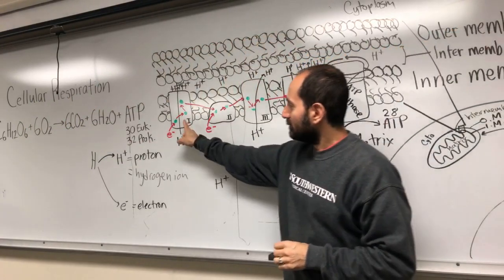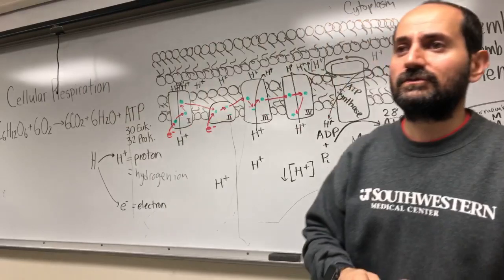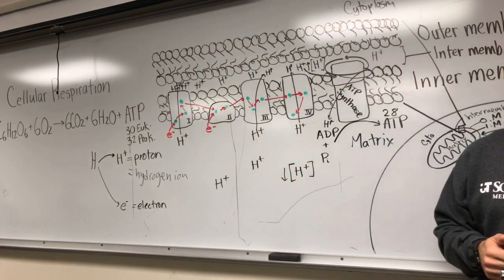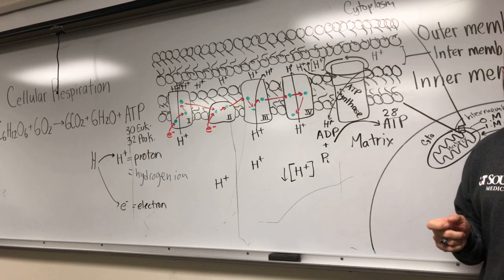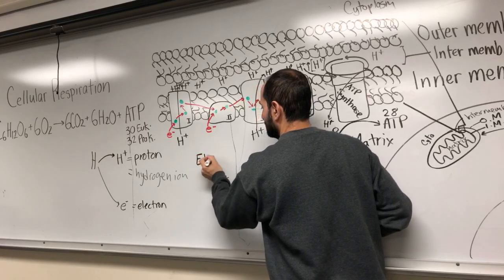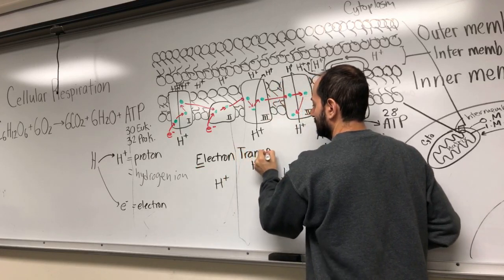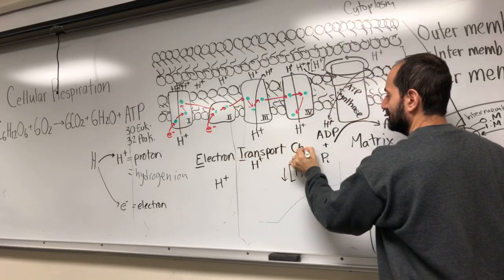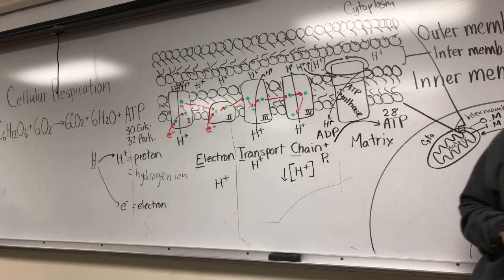And by the way, complex 1, 2, 3, and 4, they have a name. Anyone know the name of complex 1, 2, 3, and 4? Together they have a name. It's actually kind of a silly name, and I'll explain why in a second. The name of complex 1, 2, 3, and 4 is the electron transport chain. ETC. The electron transport chain.